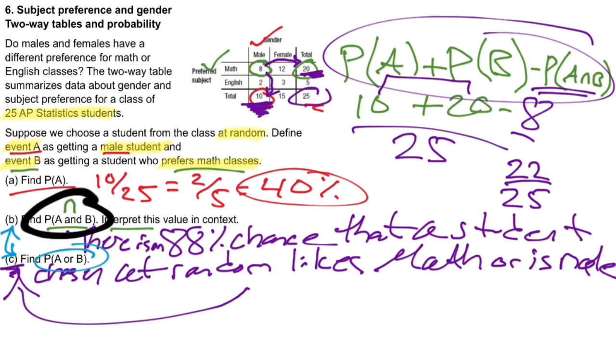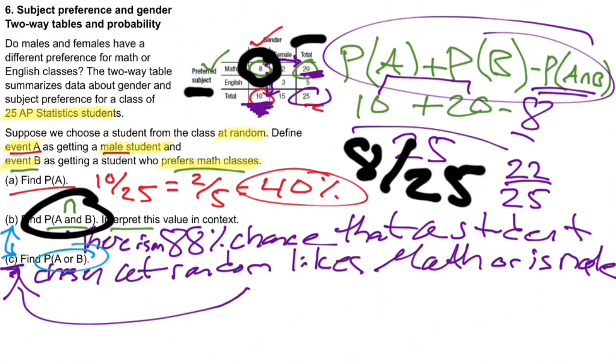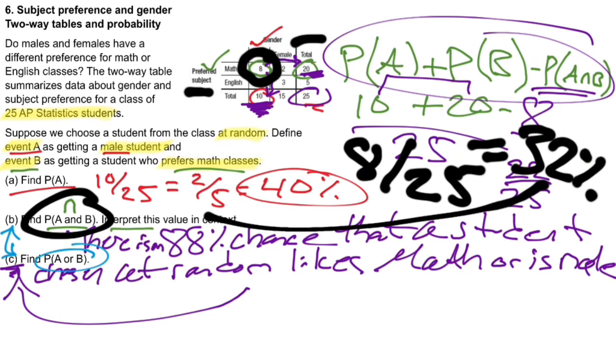So the probability of A and B, where you have both the preferred subject of math intersecting with gender, would be the number 8 you see right there. So that would be 8 out of 25, which is going to be equal to a 32% chance. So that is the answer to part B. There is a 32% chance that a student chosen at random likes both math and is male. That's the answer to part B.